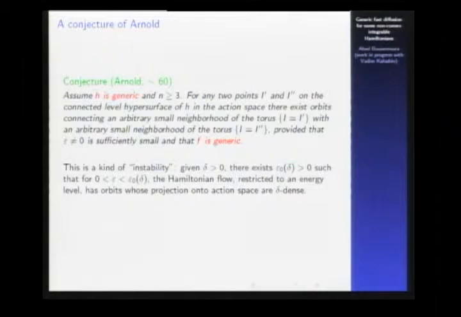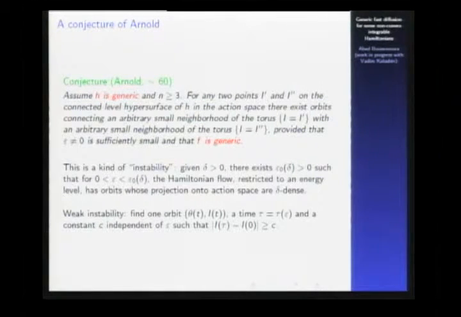So this is kind of a weak transitivity, if you want. But this is already complicated, so you can ask for a weaker instability. Okay? So what the weak instability in this case would be is to find one orbit, a time, which will depend on epsilon, and a constant c independent of epsilon, such that the variation of the action is bigger than this constant. So it's bigger than some constant independent of epsilon. Okay? It's of order 1.